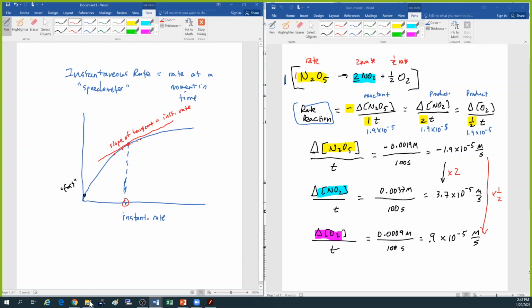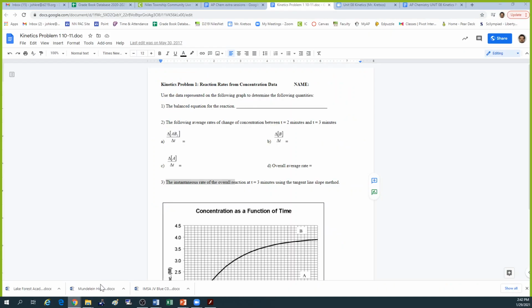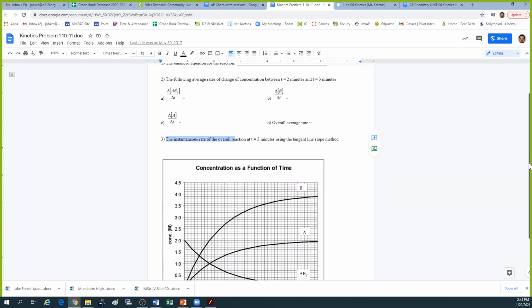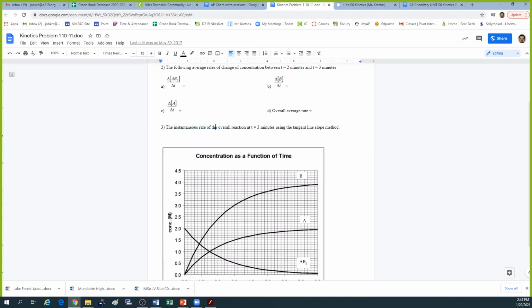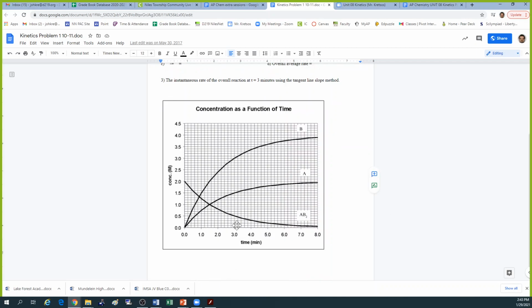Now, if you look at the first document I had up here, when it says, find the instantaneous rate at 3 minutes, then you're going to have to look at 3 minutes on the graph, pick one of the curves, draw approximately a tangent line, and just find its slope like you'd find the slope of any line. At that point, you'd be finding how fast the reaction was going at that moment. That's different than the average over a larger time interval, but that's the difference.